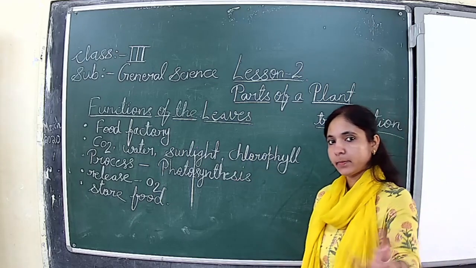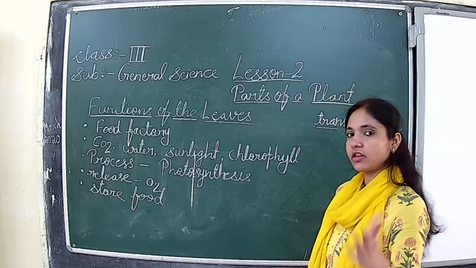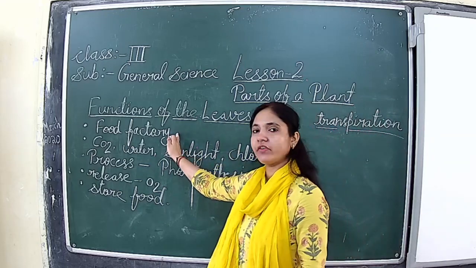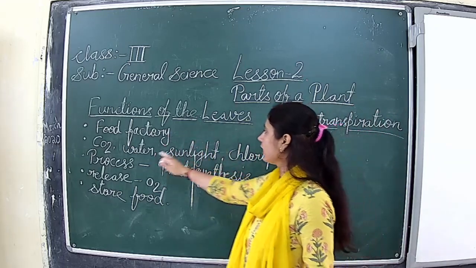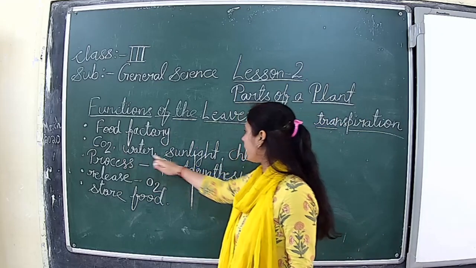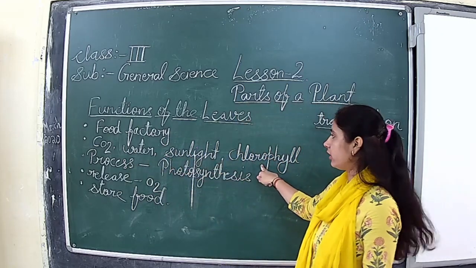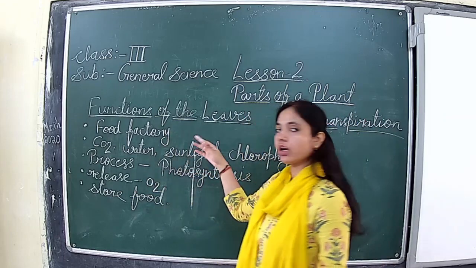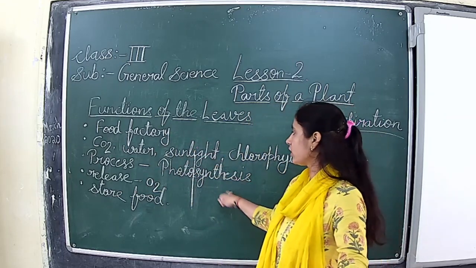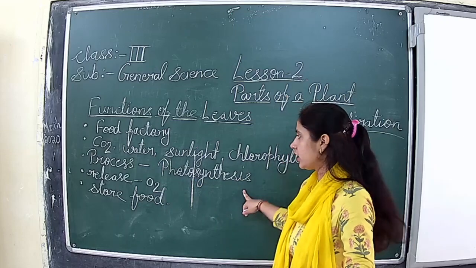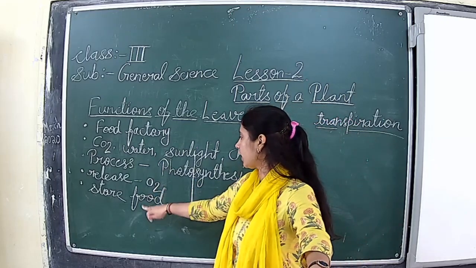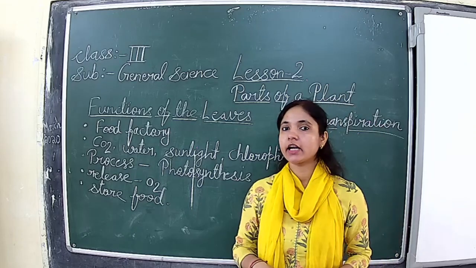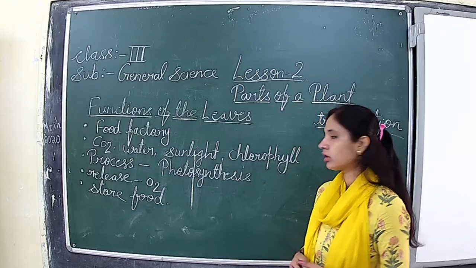Now let's revise it. Please pay attention. Functions of the leaf: it is the food factory of the plant. It has carbon dioxide, water, sunlight, and chlorophyll in order to manufacture the food. The process of making food for the plant is called photosynthesis. Then it takes carbon dioxide and releases oxygen, and it also stores food.